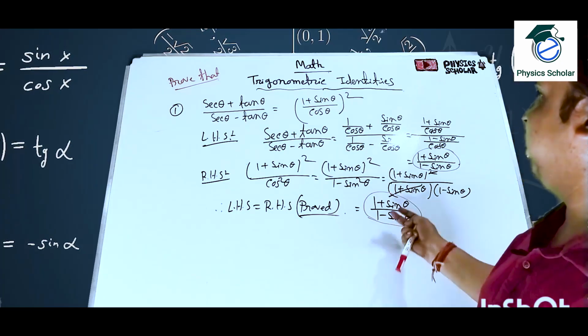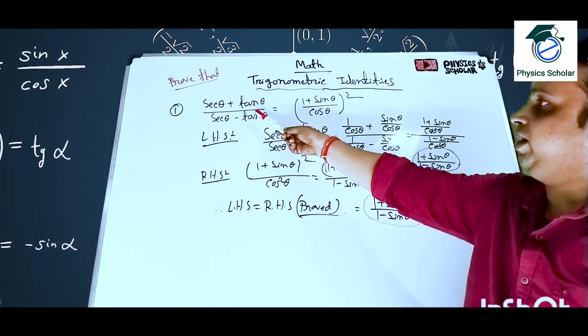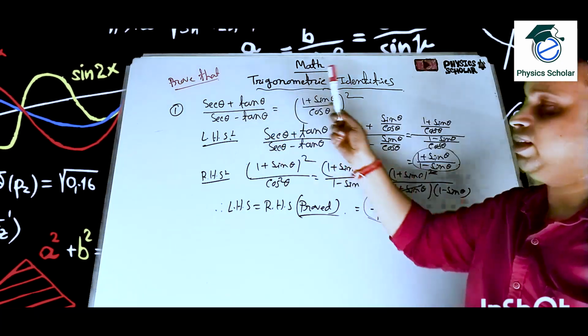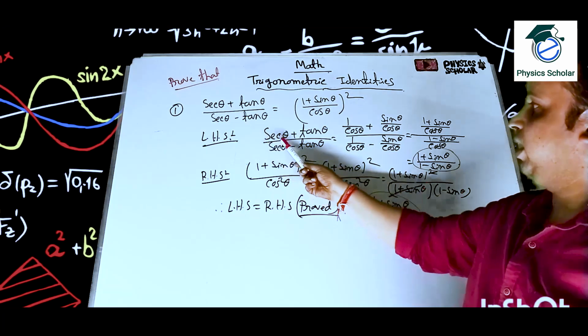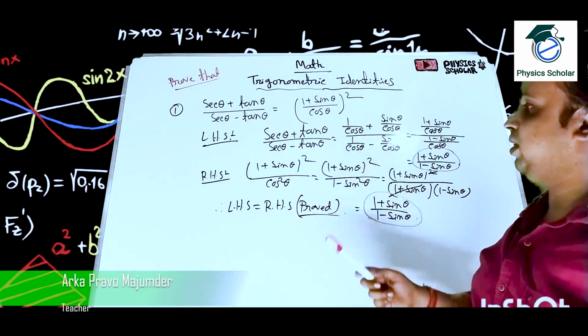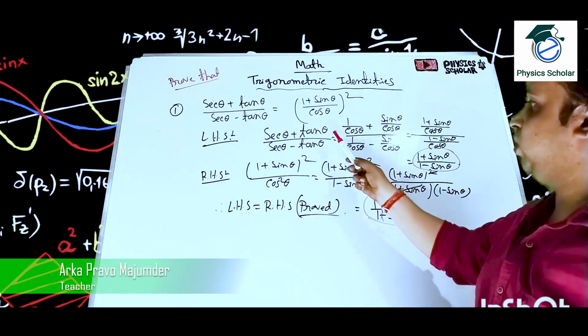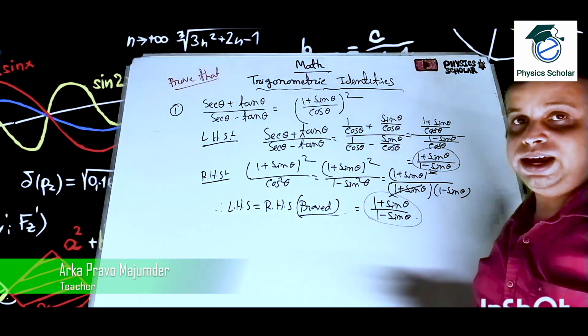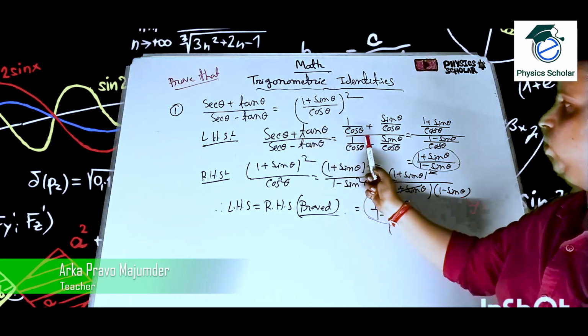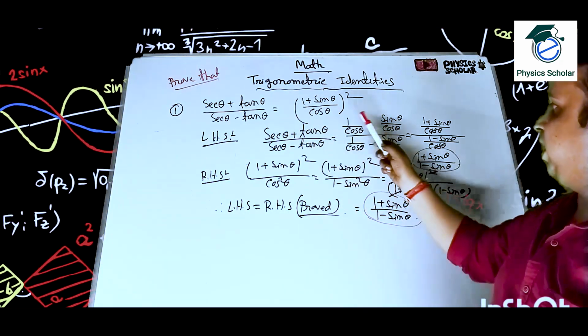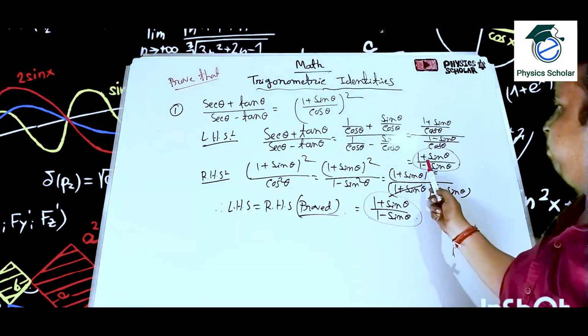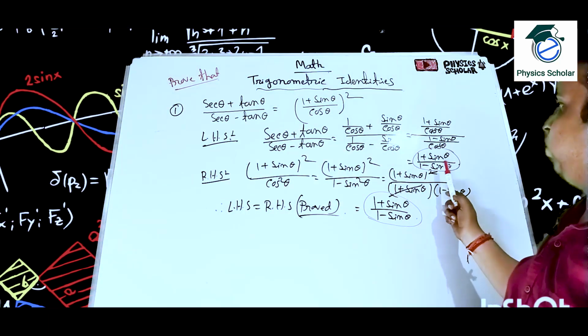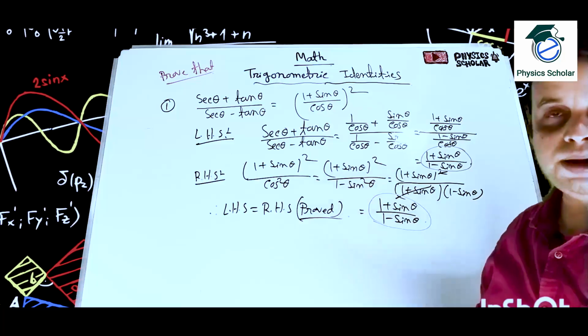Let us explain it once again. So what is given? Sec theta plus tan theta divided by sec theta minus tan theta. Now the left hand side: sec theta plus tan theta divided by sec theta minus tan theta. Sec theta means 1 by cos, and tan theta means sin theta by cos theta. Clear? In both the numerator and denominator we have done the same thing here. Now the LCM. What is coming? 1 plus sin theta by 1 minus sin theta as the value of the left hand side.